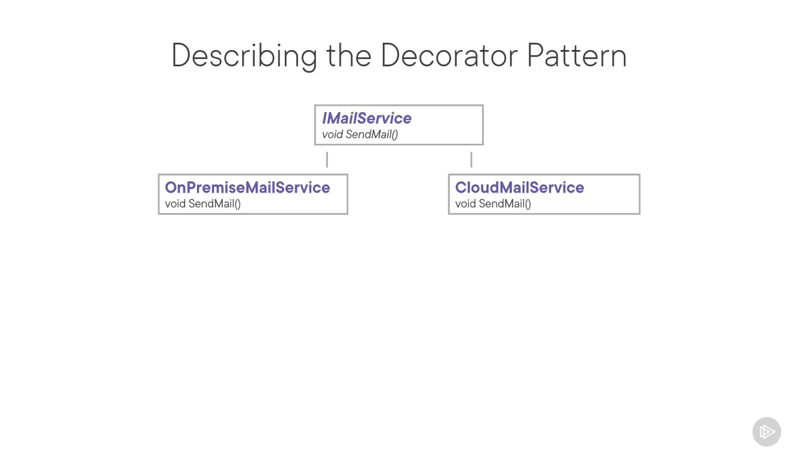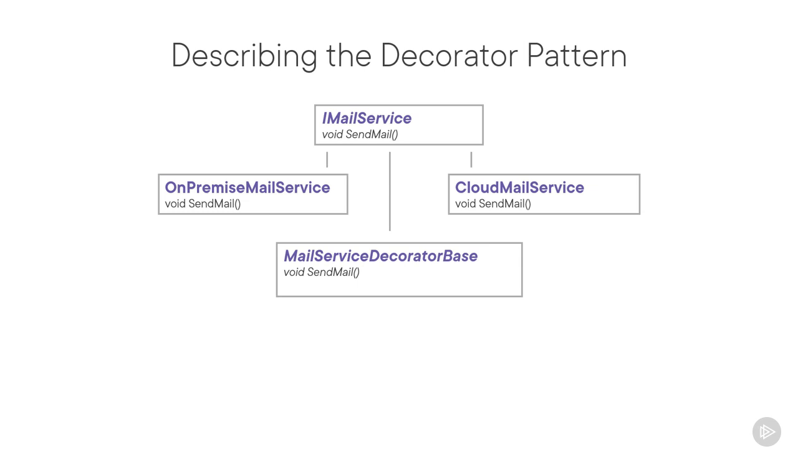Let's start with our IMailService and both implementing classes. We're going to create a wrapper around our IMailService to add the functionality we need by overriding the SendMail method in that wrapper. We can call that wrapper MailServiceDecoratorBase, for example. It's an abstract base class, which also implements the IMailService interface, thus exposing a SendMail method. Next to that, we also store the IMailService instance we want to decorate in this decorator. It's now up to concrete implementations of the decorator to effectively add functionality.